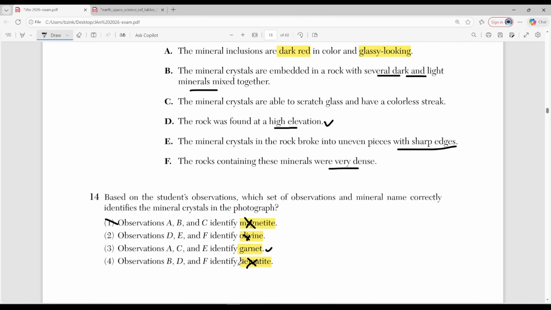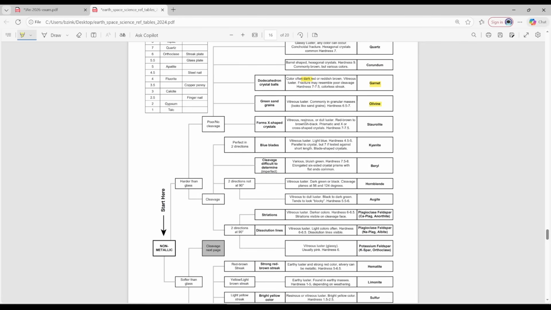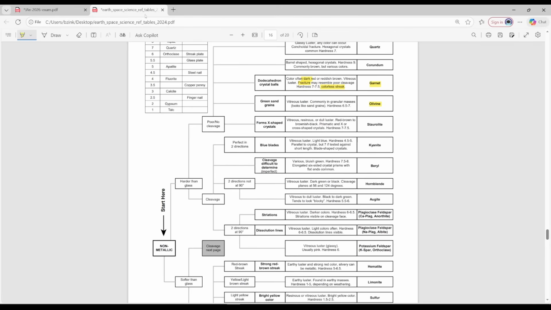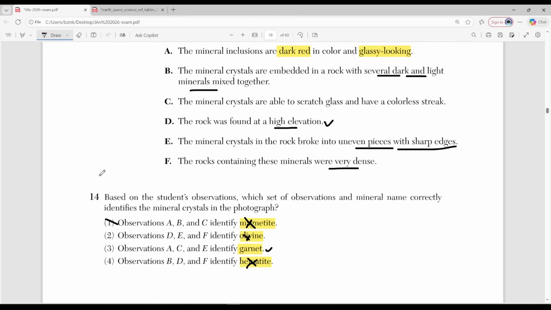A, C, and E. So does garnet have a colorless streak? Yes, it does. And fracture, uneven pieces, and then F, does it have good density? It doesn't say density that I see, but it is a good hardness, so I'll call it dense. I'm going to say this is the best answer.